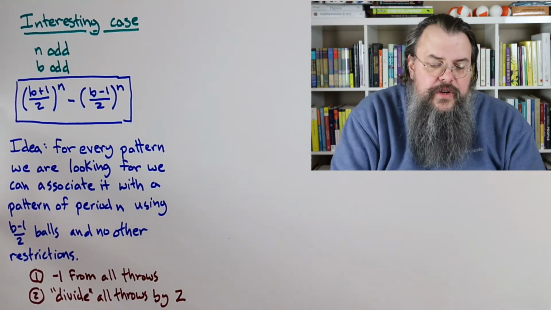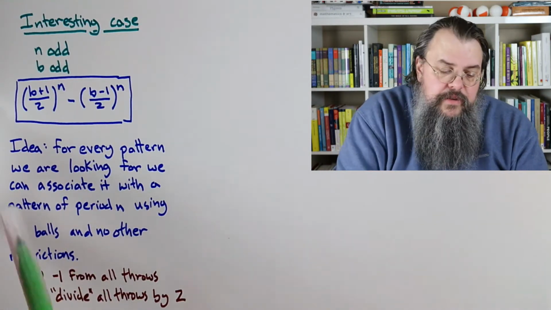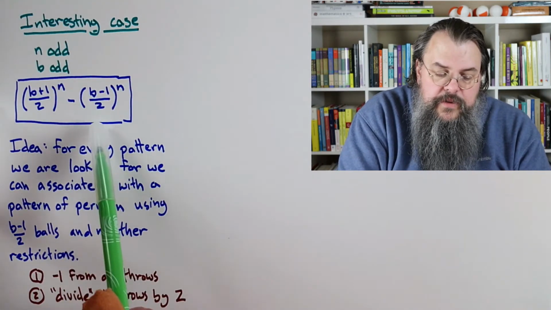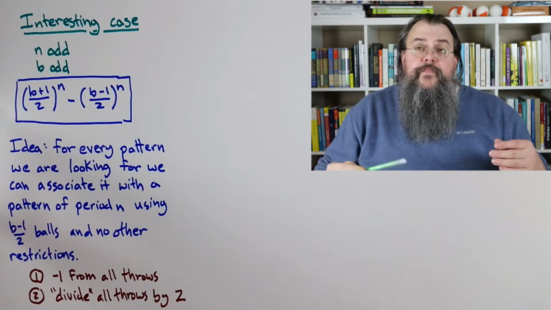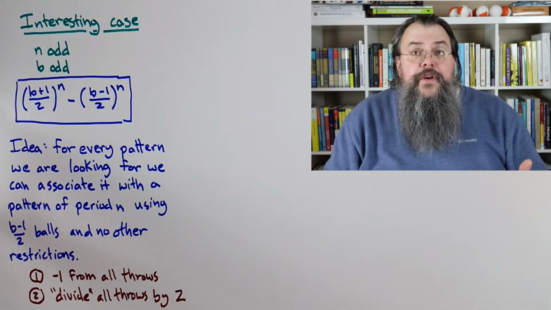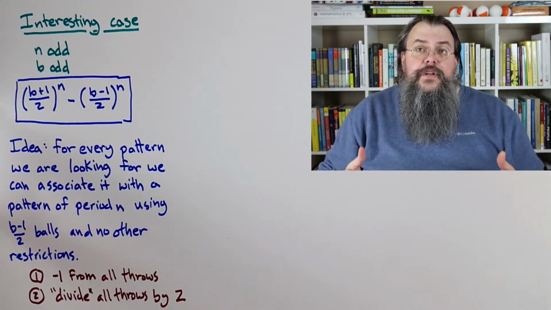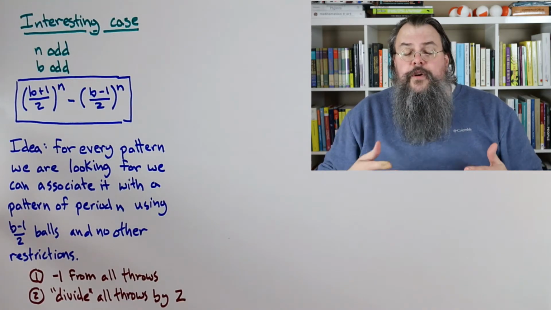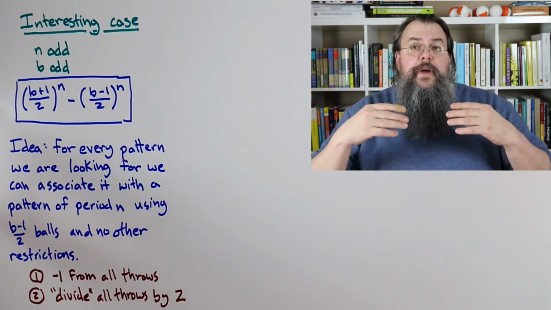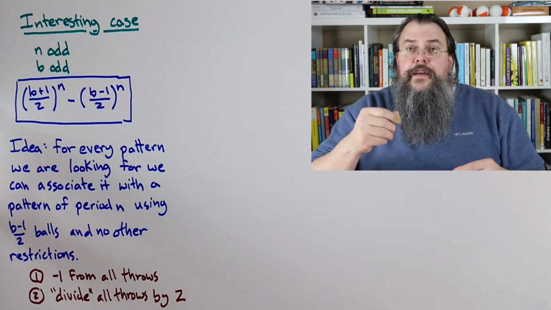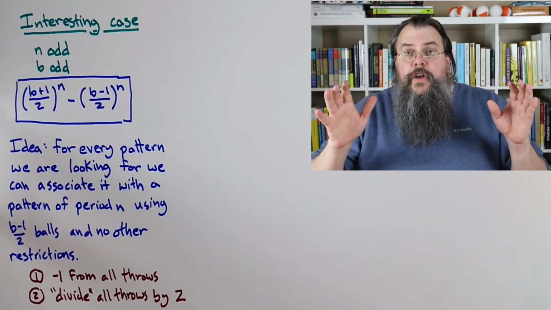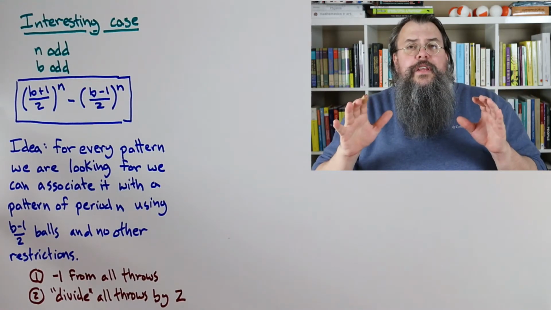So the claim is that it's ((b+1)/2)^n minus ((b-1)/2)^n. Okay, now you might say, wow, that feels really familiar. Well, it should. It's not just any random formula. In fact, this is the formula for the number of patterns with exactly (b-1)/2 balls, but no other restrictions. Okay, so how do we get there?